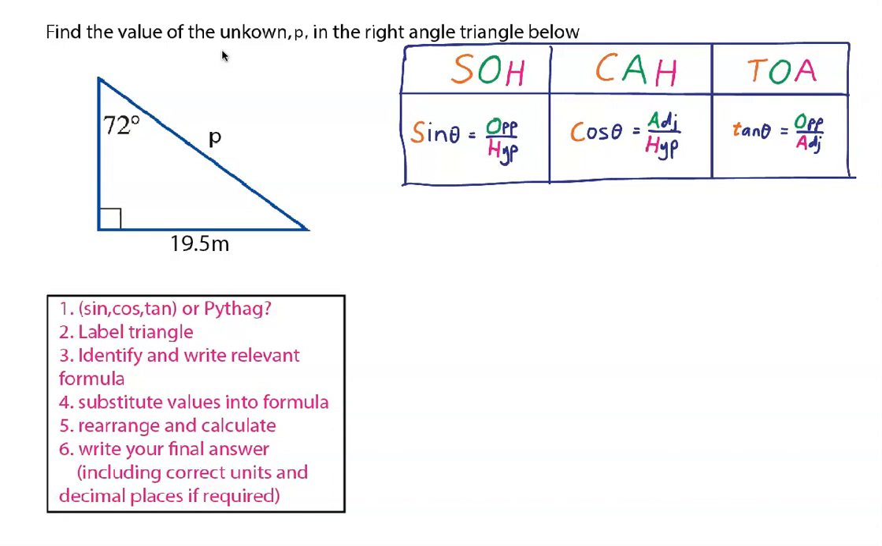Find the value of the unknown p in the right angle triangle below. Okay, we have our triangle here trying to find p. Should I use sine, cos and tan, or should I use Pythag?